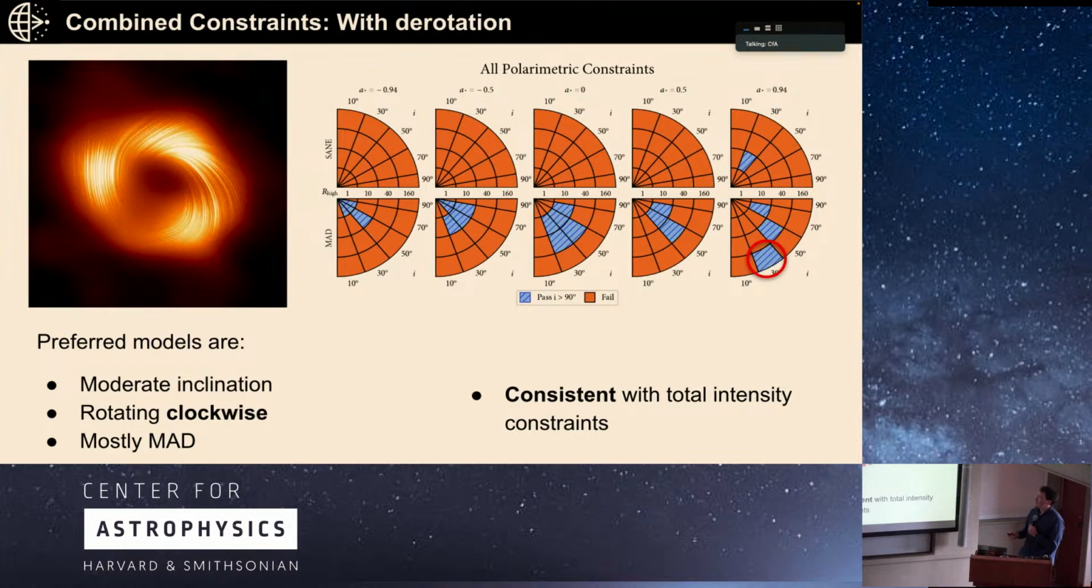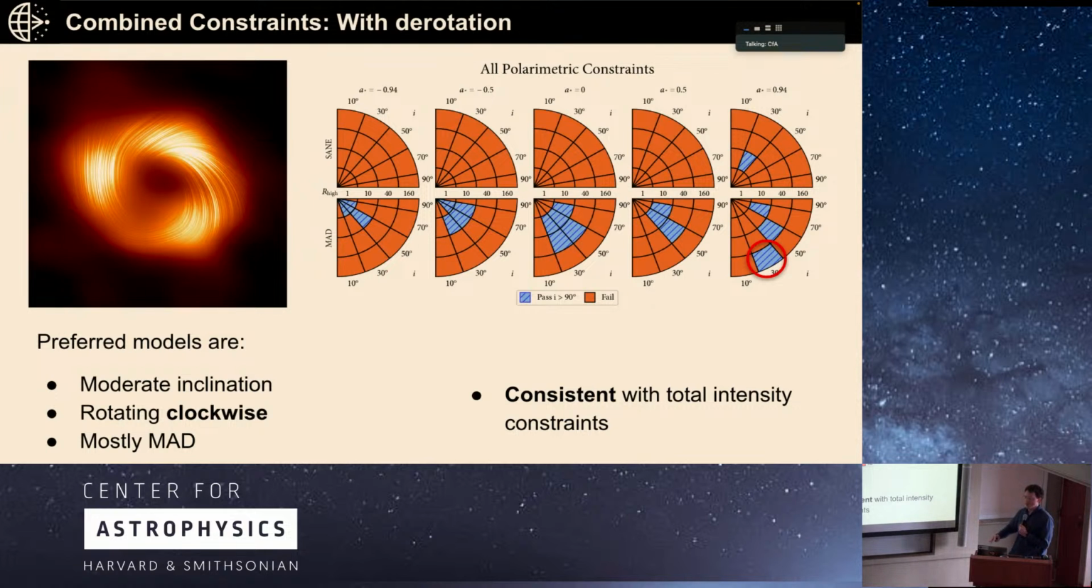If, on the other hand, we derotate first, again, the picture looks very similar, moderate inclinations, mostly MAD models that pass, but now you can see that all of the models are indeed this clockwise accretion flow. And notably, this one extra model has popped up here, and this model is one that happens to also have passed all of the total intensity constraints. So this model so far is consistent with everything that we have been able to throw at it across both total intensity and polarization.